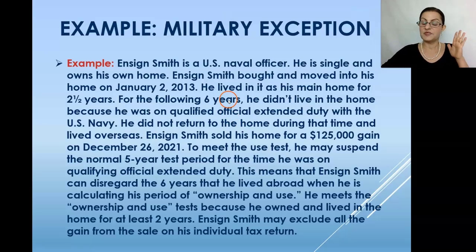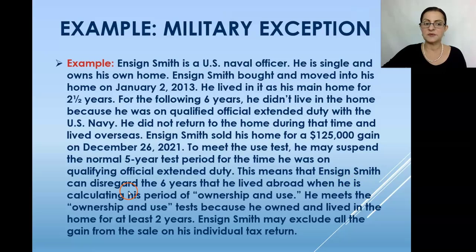But since he's military personnel, he gets a 10-year look-back period. So he doesn't look back 5 years, he gets to look back 10. So in order to meet the use test, he may suspend the normal 5-year test period for the time he was on qualifying official extended duty.